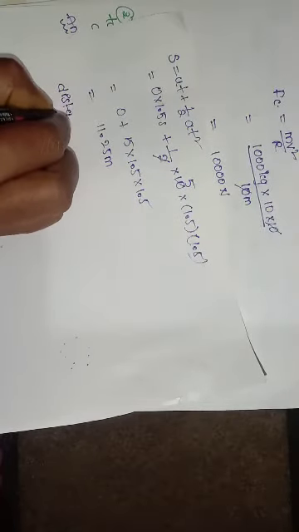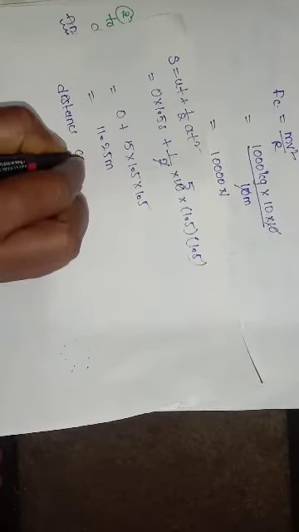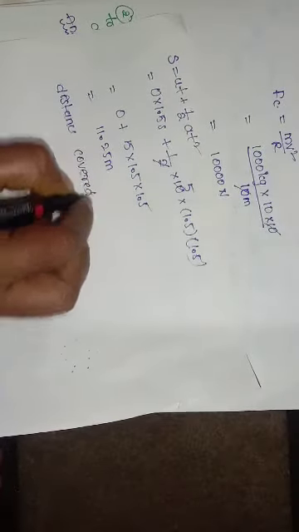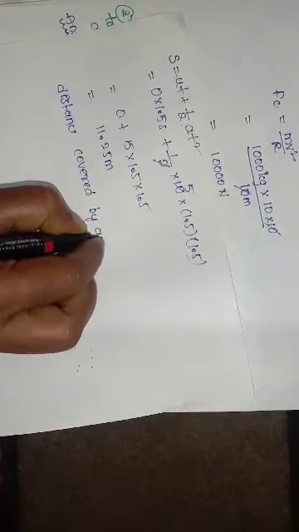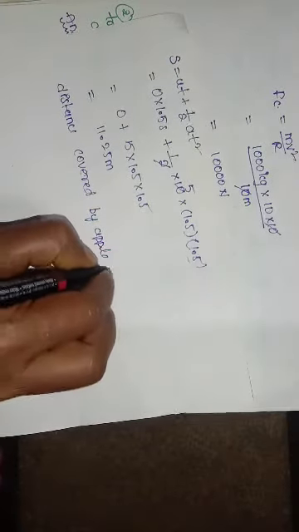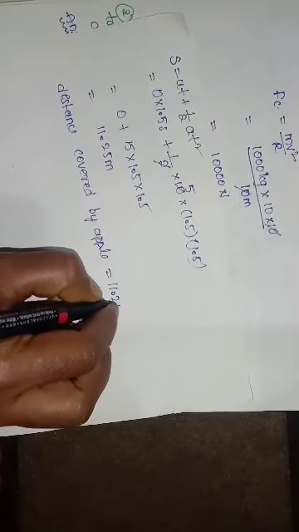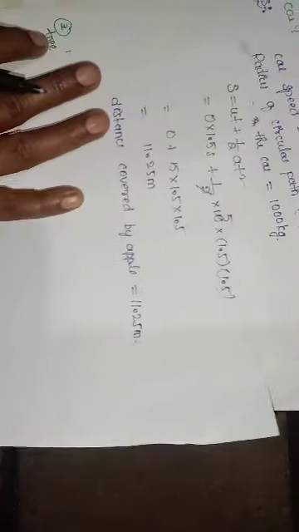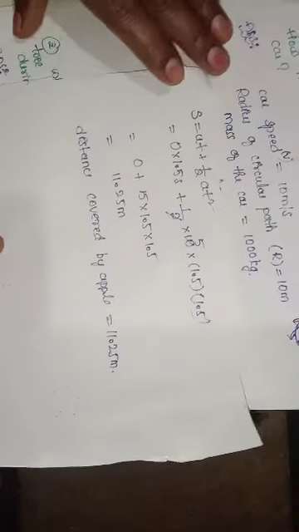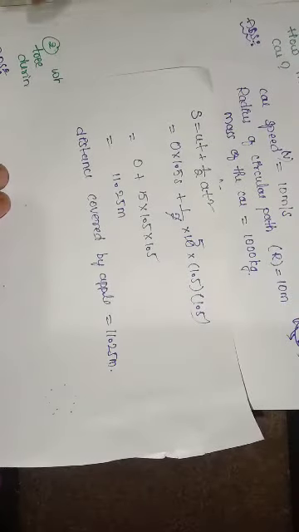Distance covered by the apple is equal to 11.25 meters. Okay, so next let us see the third problem. These are the homework questions only. Yesterday I gave 3 homework questions, right? So this is the first question and this is the second question. So let us see the third one.